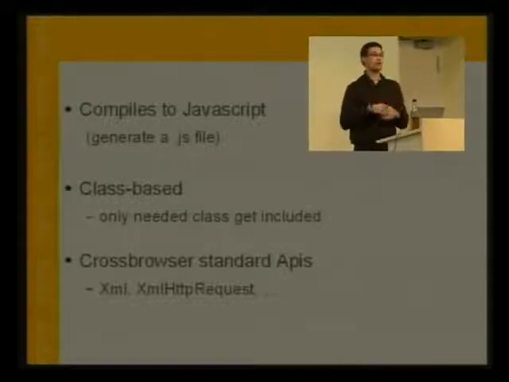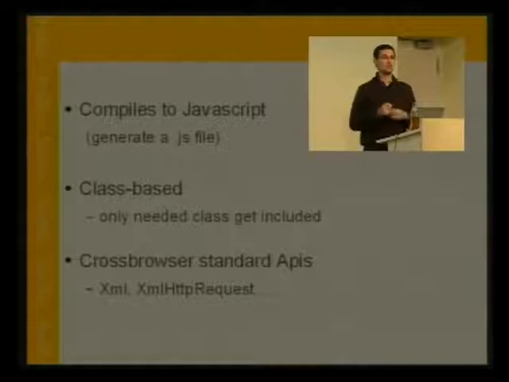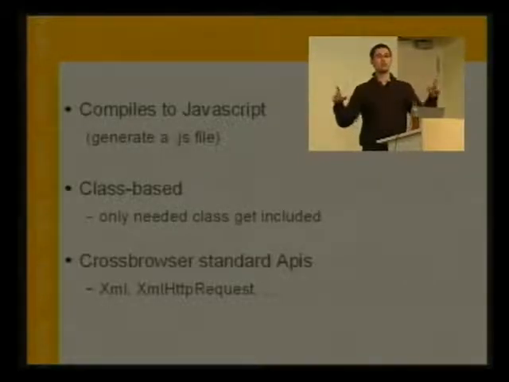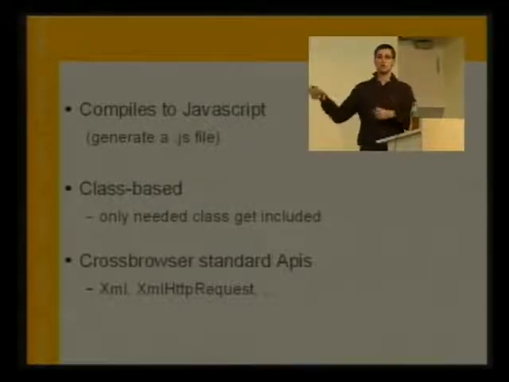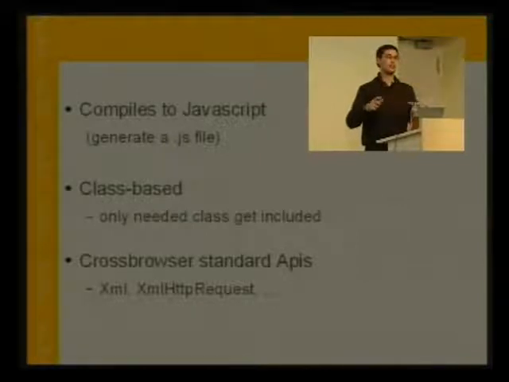So usually when you are doing JavaScript, if you are using some framework, maybe you are using only a few classes of the framework, but you need to include the whole framework because it's difficult to track all the dependencies. And for this, the compiler will do it for you and generate JavaScript that contains only the classes that you actually need to use.